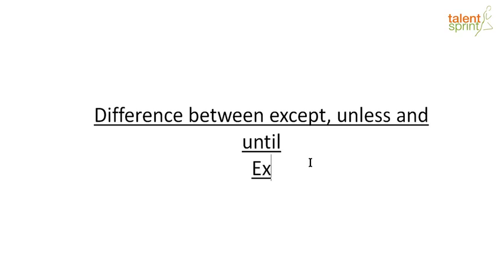So let's move on to our second component. The second component that we're looking at is the difference between except, unless, and until. So again, let's understand how it's constructed in a sentence and what meaning it conveys or brings to the table. Except brings in the meaning of other than or exclusion.